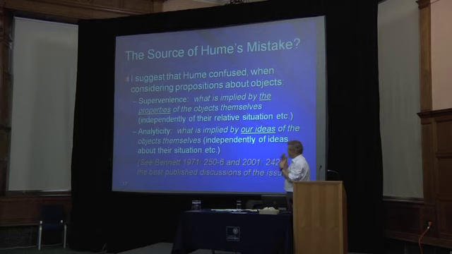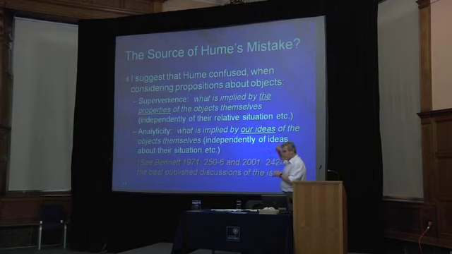So a relation between two objects is supervenient if, given the qualities of the objects, the relation either follows or doesn't. Right? It's either necessarily there or not there, depending on the properties of the objects themselves. Whereas analyticity, a relation holds analytically if, given the way that you describe the objects, it follows as a matter of logic that the relation holds.